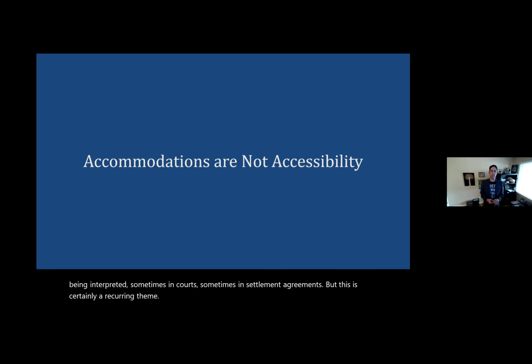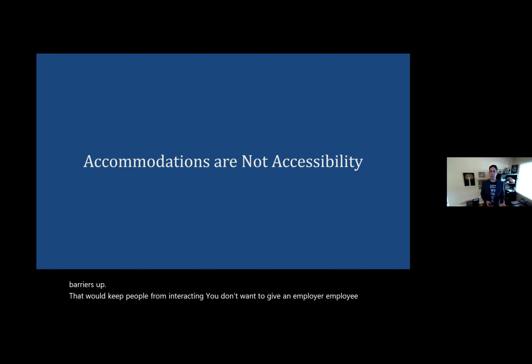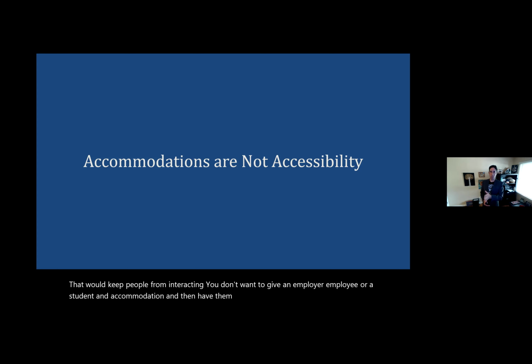Accommodations are not accessibility. Now, I don't want you to think of this as a competitive thing. We're not pitting accommodations against accessibility, because really we need both. I think we need to really clearly understand, though, that accommodations are granted for students, for employees, for program participants on an individual basis, and they are unique to that individual's needs. Accessibility is a broader thing. Accessibility is making sure proactively that we don't have barriers up that would keep people from interacting. You don't want to give an employee or a student an accommodation and then have them immediately hit a brick wall with the software that the accommodation should work with.